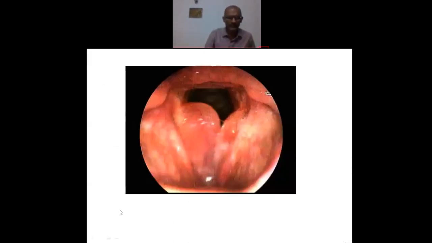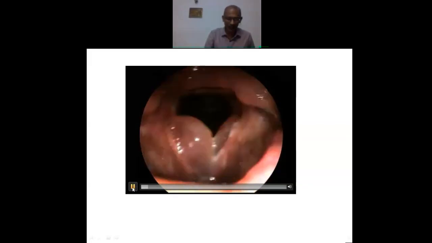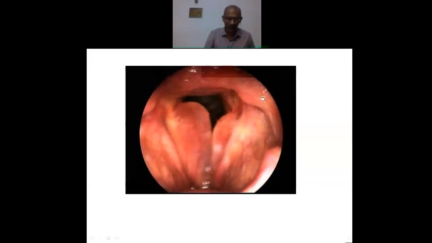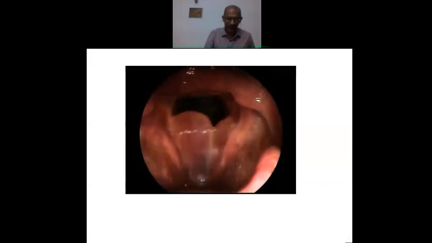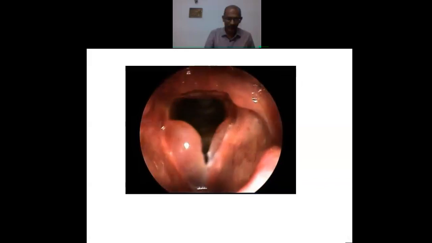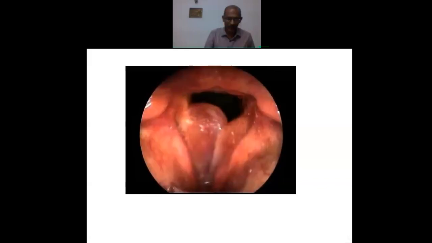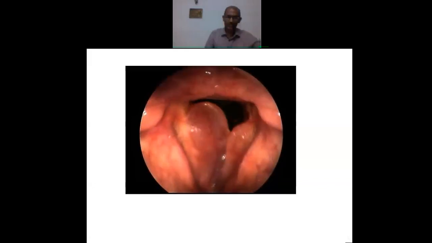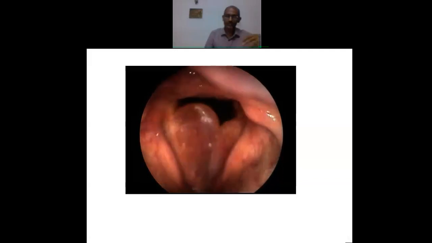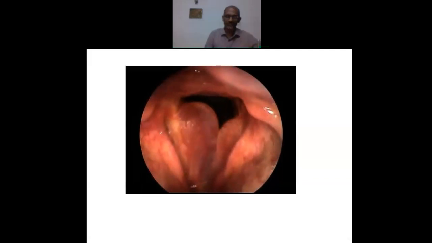Okay, this is something where just the picture itself would be sufficient for you to make the diagnosis. What I wanted to show was the increase in mass, and the diagnosis of course is Reinke's edema.